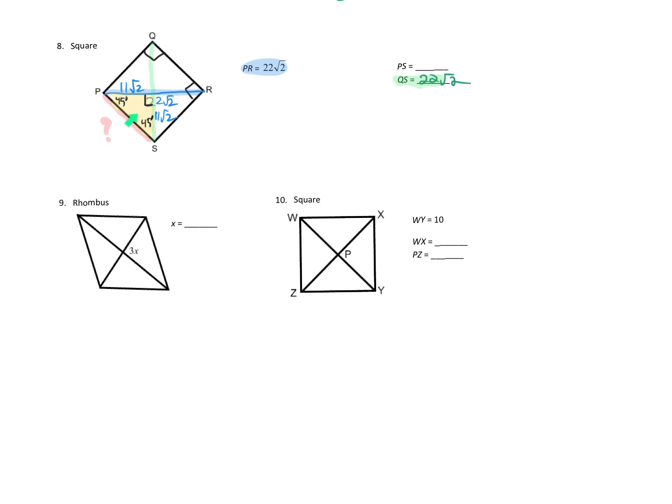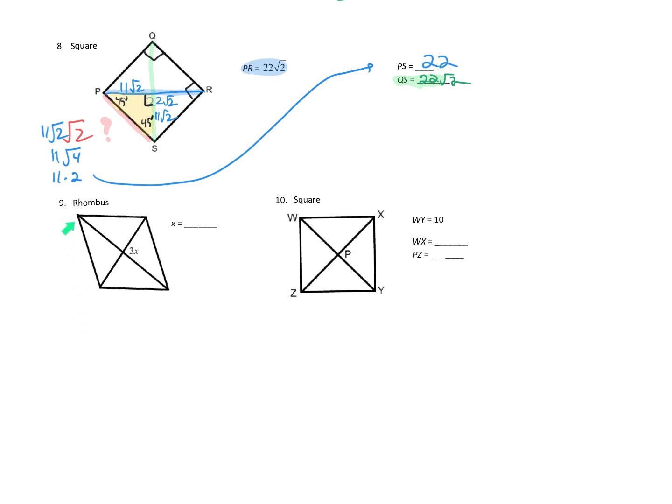Do you remember the relationship in the special 45, 45, 90 triangle? When you know the leg, which in this case is 11 radical 2, you just multiply it by what number? You multiply that leg times the square root of 2. So the answer to the question, what is PS, is 11 root 2 times root 2, which is 11 times the square root of 4, which is 11 times 2, which is 22.